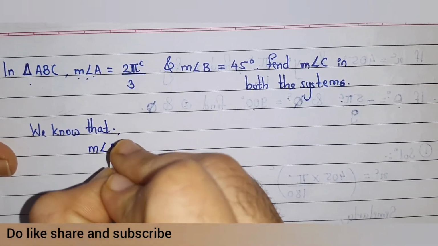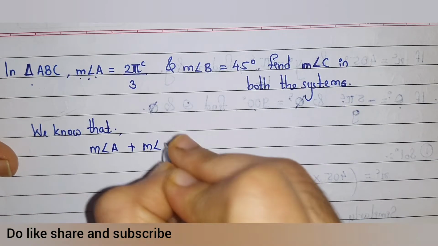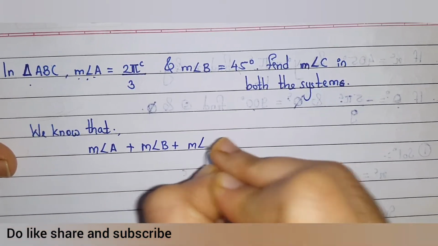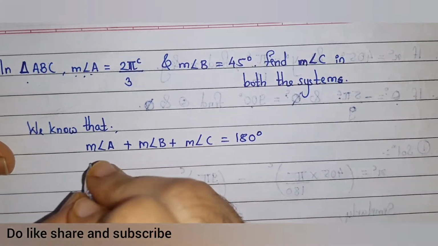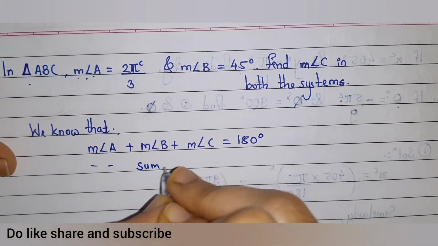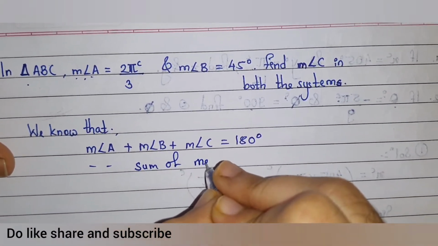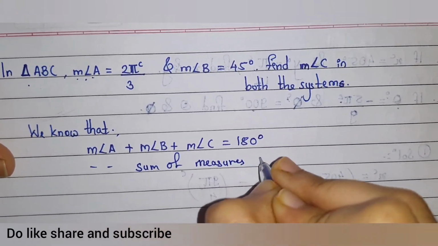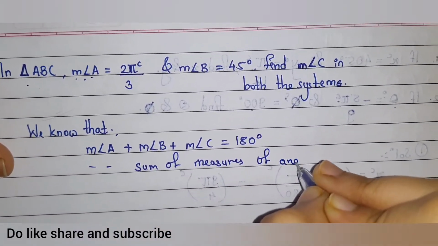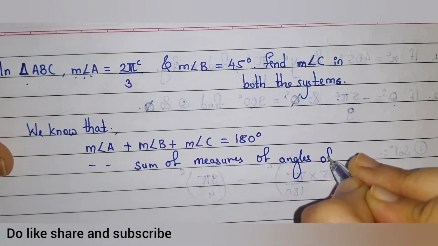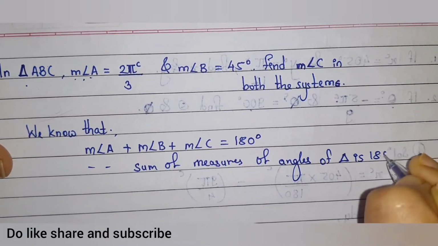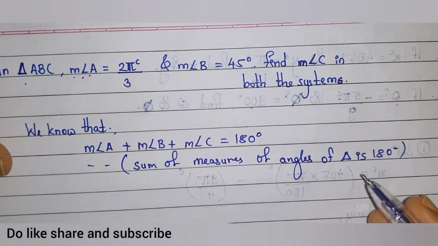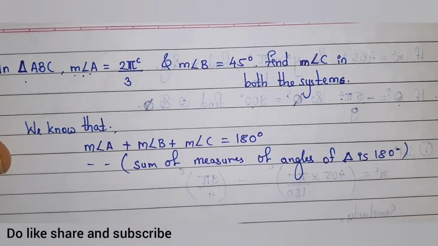measure of angle A plus measure of angle B plus measure of angle C is equal to 180 degrees. That is, sum of measure of angles of triangle is 180 degrees. This is the symbol of triangle.